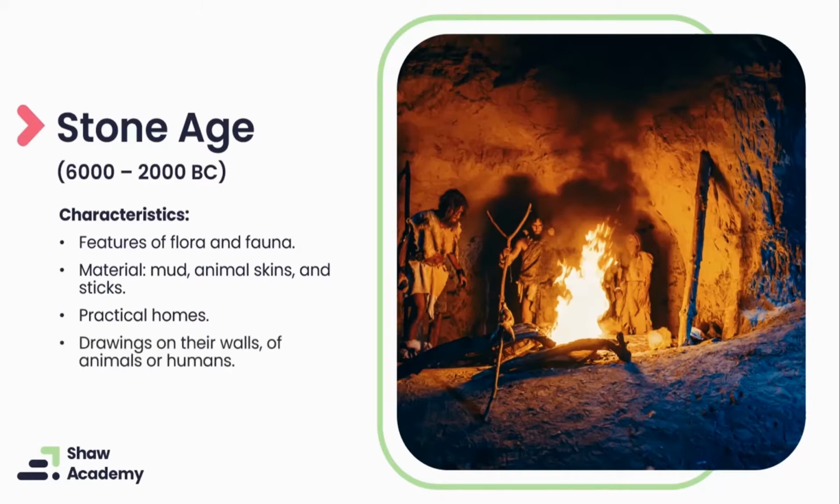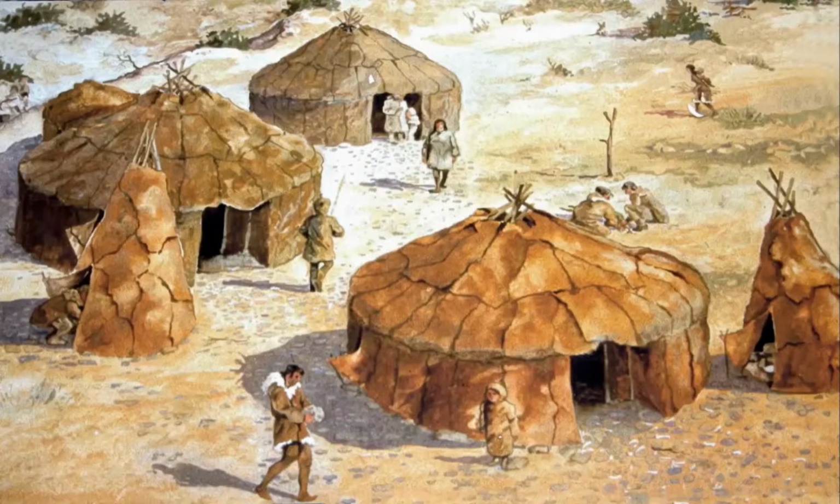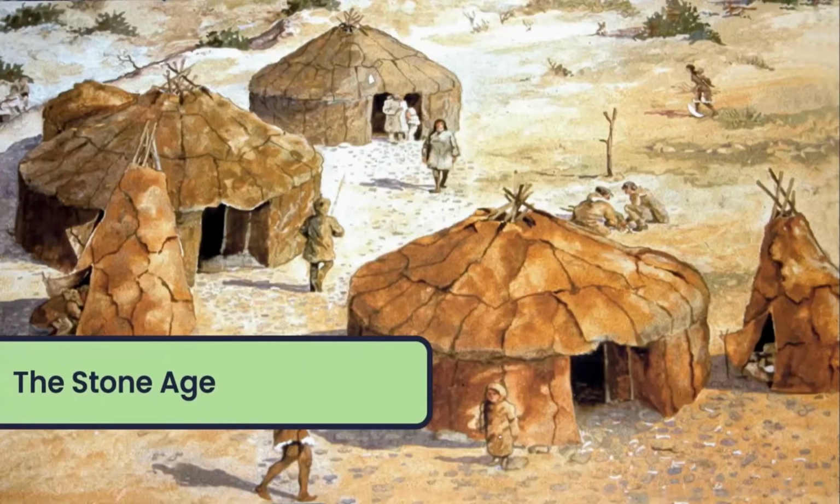We see signs of decor through the use of artwork that was drawn onto the walls, such as artwork of animals and artwork of humans. I think we all know that during the Stone Age, the inhabitants were limited to what they were able to get their hands on for construction purposes. Have a look at this rendition of homes from the Stone Age.